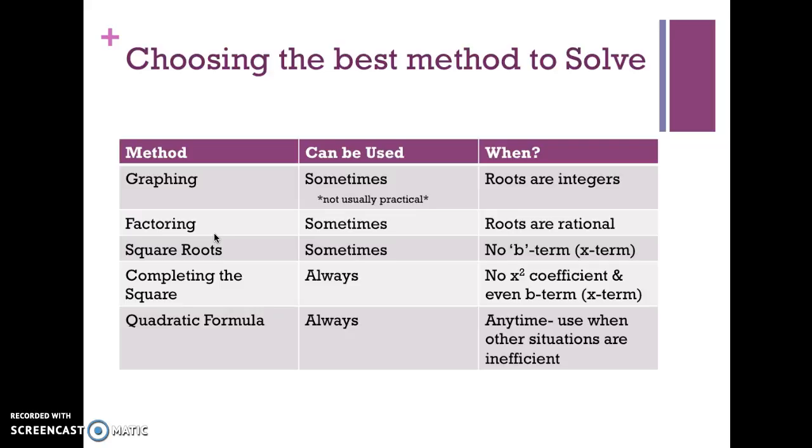The square root method can be used sometimes, when there's no b term, or x term. Completing the square can be used always, when there's no x squared coefficient and an even b term, or x term. And the quadratic formula can always be used, anytime. You want to use it when other methods are inefficient. So go ahead and take some time to write that down.